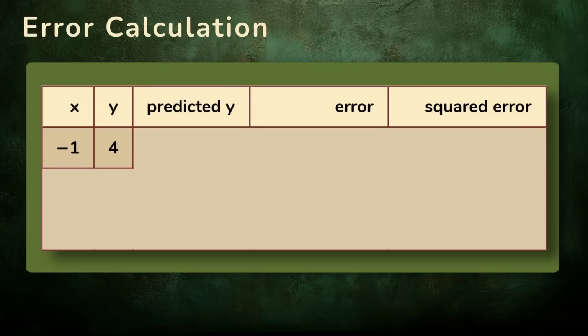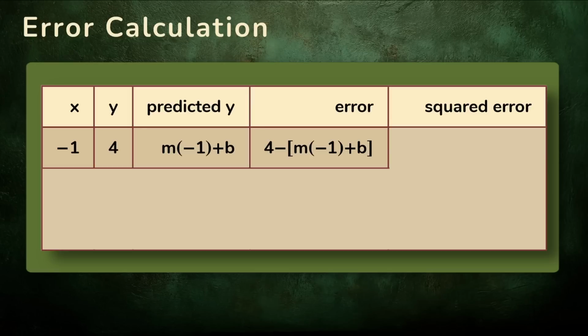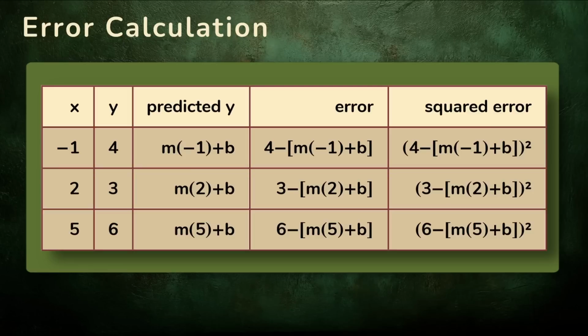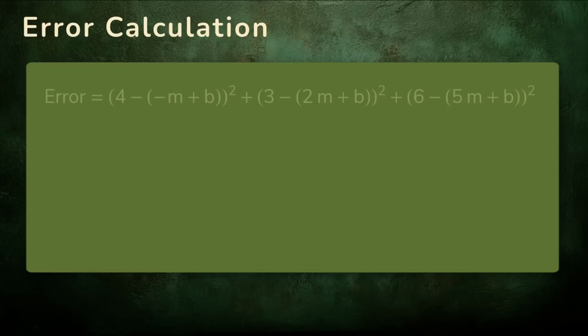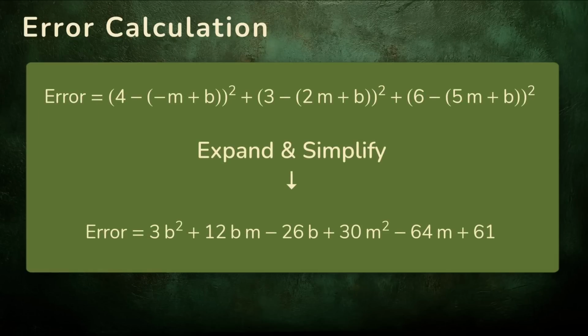To get the predicted value of y, we plug -1 into our equation. We don't know m or b yet, so we leave it as an expression. Now compare this to the actual value of y, which is 4. Take the difference to find the error, and then square it to get the squared error. That completes the first row of our table. We'll do the same for the next 2 points. Finally, add all 3 squared errors together. If we expand and simplify, we get the following expression for the overall sum of squared errors. That's our score for how badly the line fits.